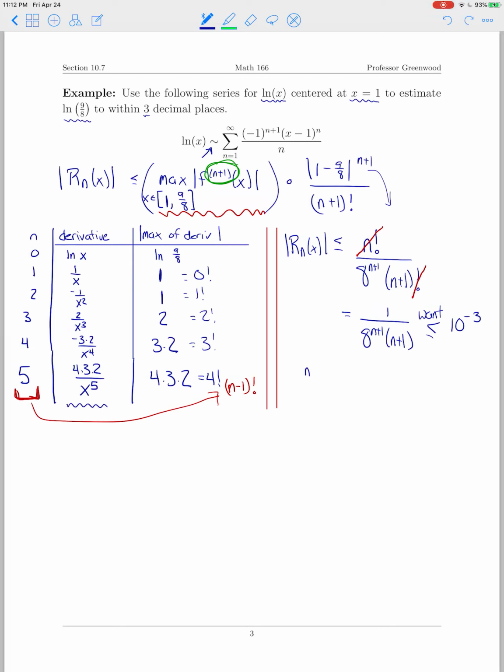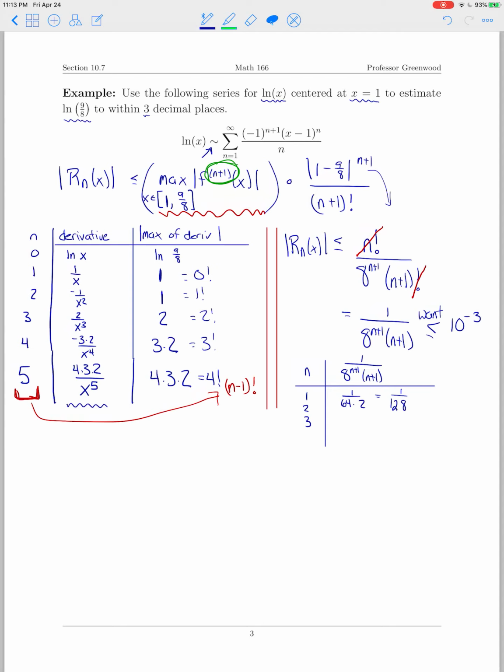where I'll plug in different n values, and I'll write a table again. So we'll consider plugging in n equals 1, 2, 3, and so on until we get a good bound for this into the expression 1 over 8 to the n plus 1 times n plus 1. And so if I plug in n equals 1 here, then I'm going to get 1 over 8 squared, which is 64, and then times n plus 1, which here is just 2. And so in this case, that'll be 1 over 128. And so that's not quite big enough here.